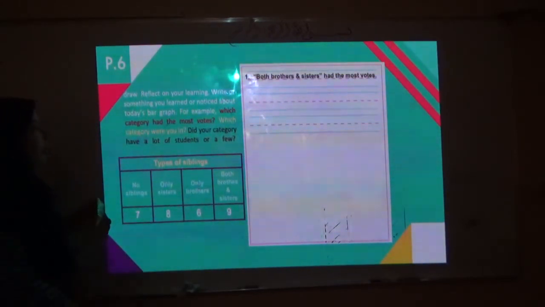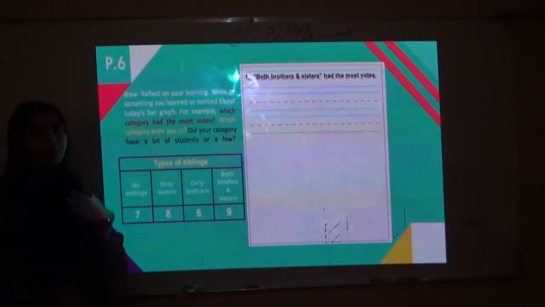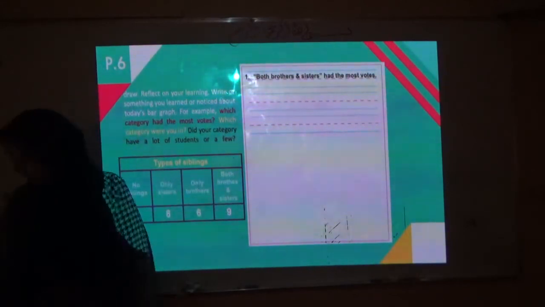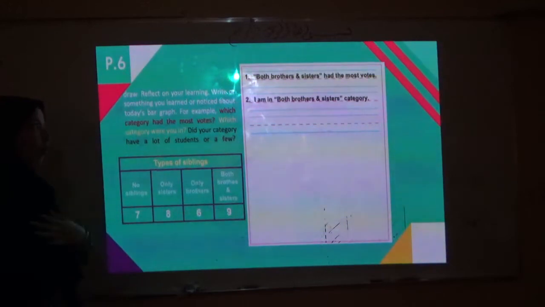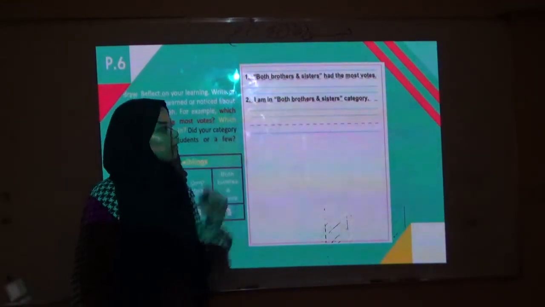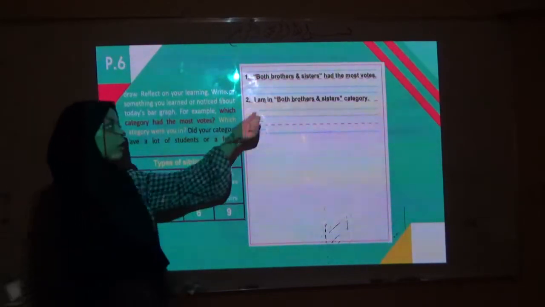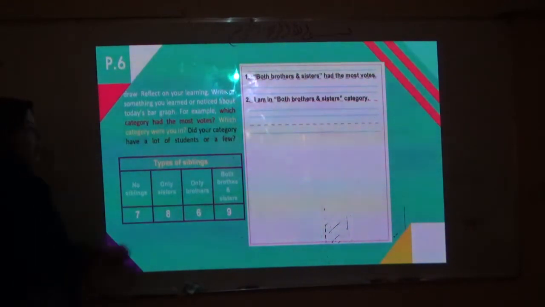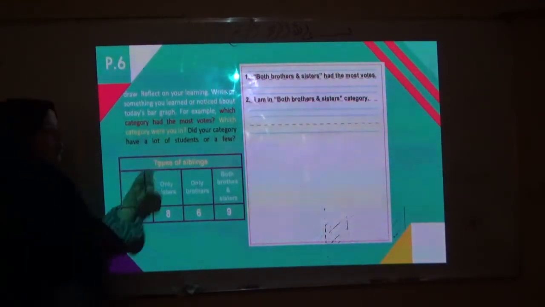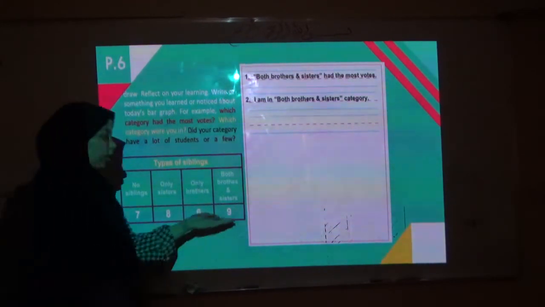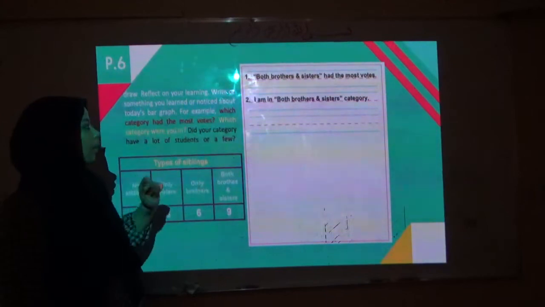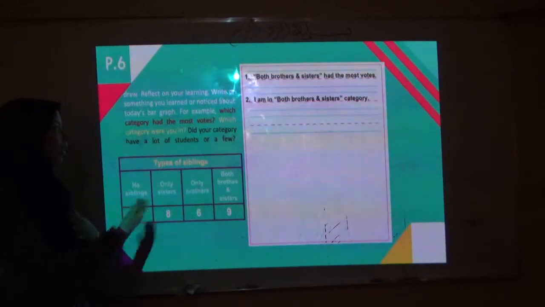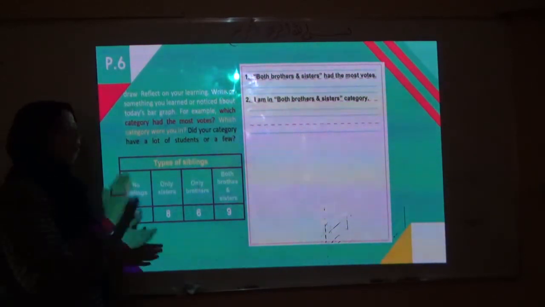The second question, which category were you in? For me, I'm in the category both brothers and sisters, because I have both of them. So I wrote in both brothers and sisters category. I want you to write your own category by yourself. The last question is, did your category have a lot of students or few? For me, I had a lot of students because it's the category that had the most votes. So my category had a lot of students and had a lot of votes.